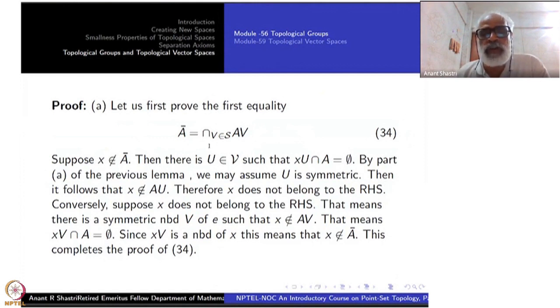Now start with a point which is not here. Then you can show that it is not in the closure. This is what I have, right? Conversely, suppose X does not belong to the RHS. That means there is a symmetric neighborhood, now directly because I have put S here, let us call it V, such that X is not in AV. See, V is a symmetric neighborhood, I have A times that I am taking, right? So X is not in AV. That is the meaning of this, it's not in the intersection. That just means that again, going back here, XV intersection A is empty. XV is a neighborhood of X, so this means X is not in the closure. So part A is done.